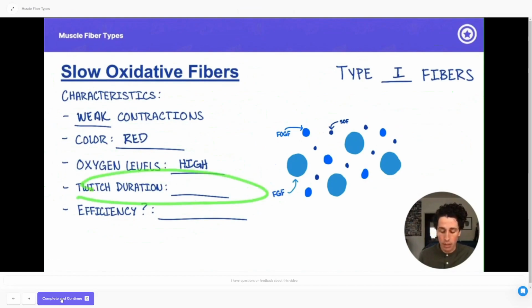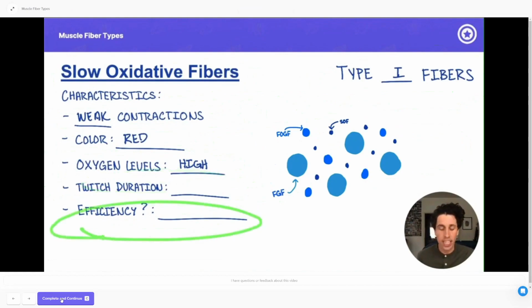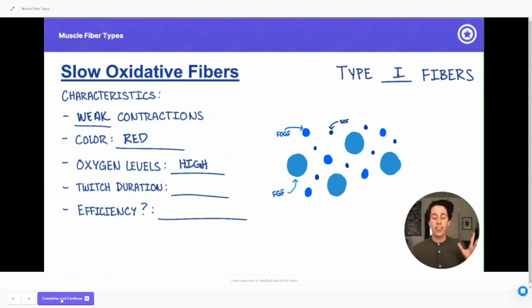Alrighty, now let's talk about the twitch duration and the efficiency of these fibers. I like to think of it as a little scale. These have very weak contractions, but since they are weak, they're able to contract for longer periods of time. So the twitch of these is going to be the longest twitch, and it's also going to be very efficient. It's going to resist a lot of fatigue, so this is the most efficient and resistant to fatigue.